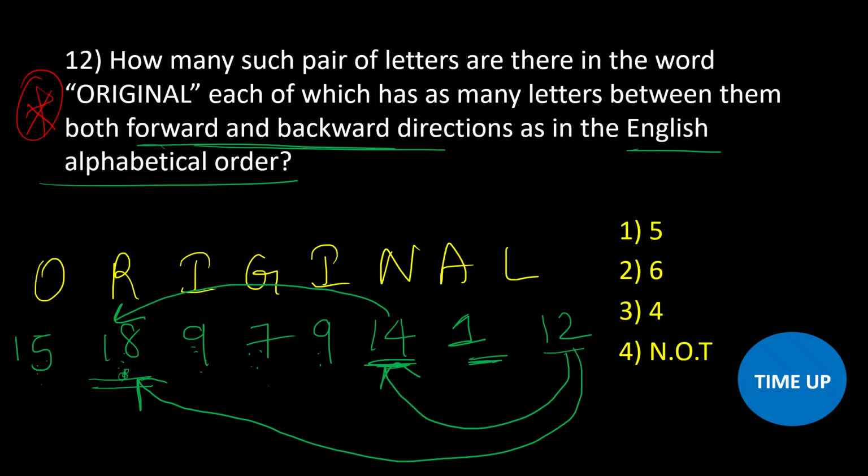Any other pair you can see? See here I forgot one pair. 12. Okay, one more pair you can see when you go in forward direction. 9 is there here, right? 9, 10, 11, 12. Here one more pair in the forward direction you can see. So there are 4 pairs. How many pairs? 4 pairs you can see. So answer is 4.